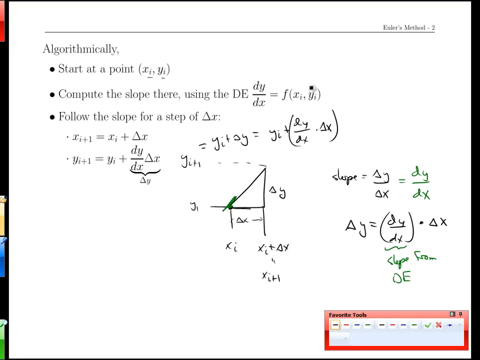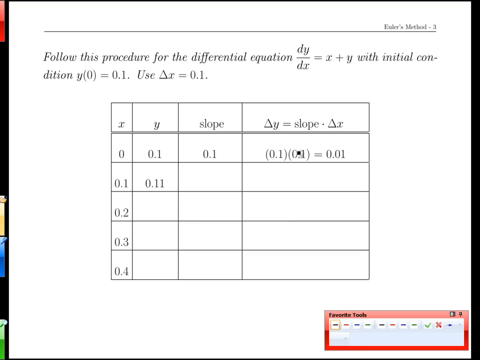So aside from perhaps being confusing in terms of notation, all we're doing here is exactly what I laid out in the previous slide. We're finding a slope and we're following that slope for a step of delta x. And here's just the mathematical consequence of that if we actually want to calculate values. Let's do an example here.